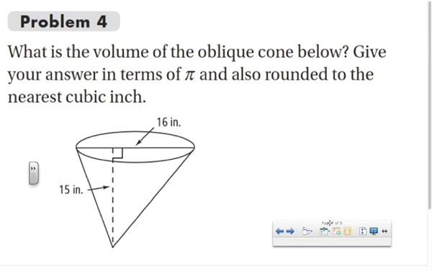And it even looks like some of you have already just plowed right on with problem 4. So it's asking first for the answer in terms of pi. So that would be, I have 320 pi. And then rounded to the nearest cubic inch.